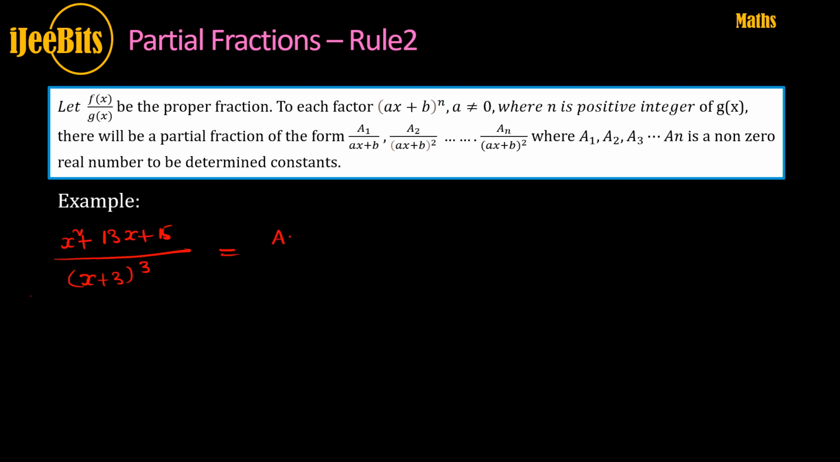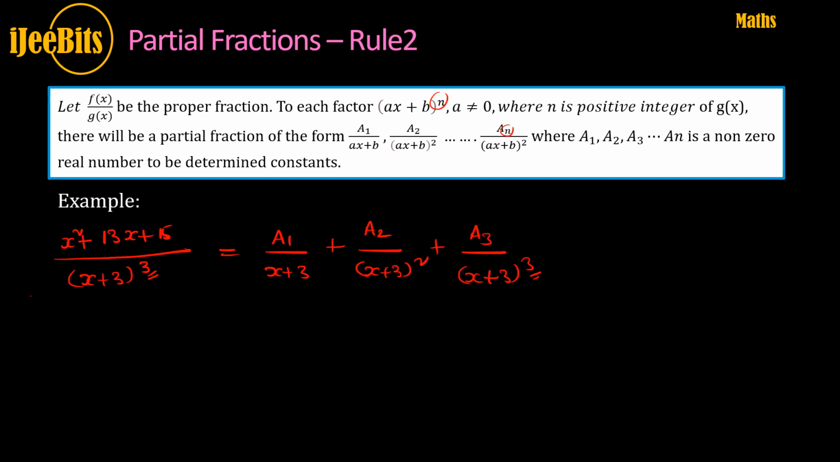You have to represent it like a1 by x plus 3, that's the first term, plus the second constant a2 divided by x plus 3 whole square, then a3 term, a3 by x plus 3 whole cube. So we have a degree of 3 and then you should end with 3. That's what the meaning of your n is, right? N means n terms.